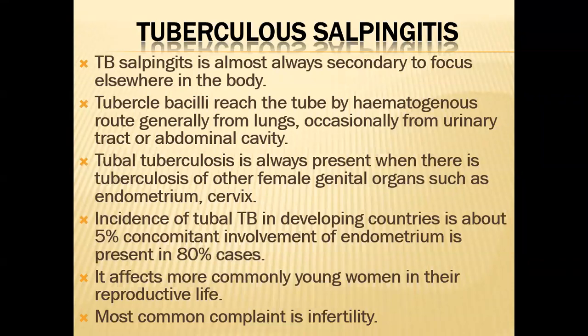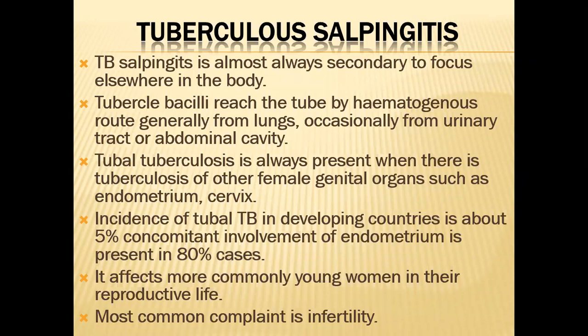Tubercle bacilli reach the tube by hematogenous route, generally from pulmonary tuberculosis. Occasionally from the urinary tract or abdominal cavity. Most of the time TB salpingitis is secondary to pulmonary tuberculosis, and occasionally to the urinary tract or abdominal cavity.